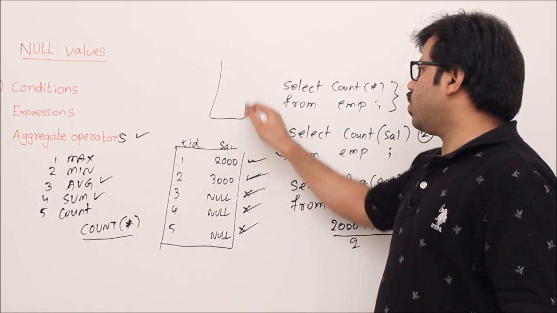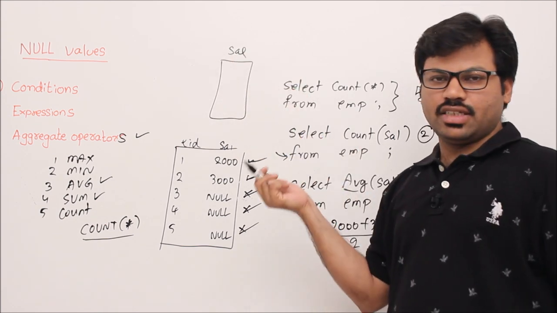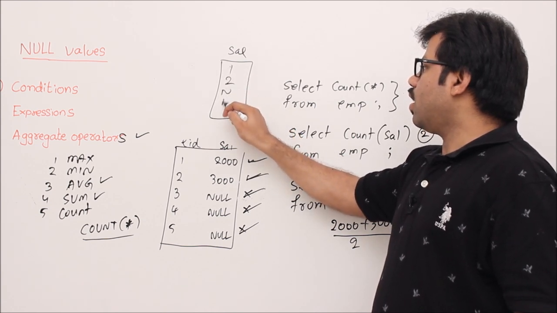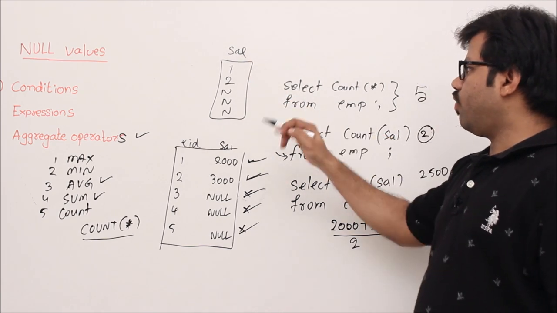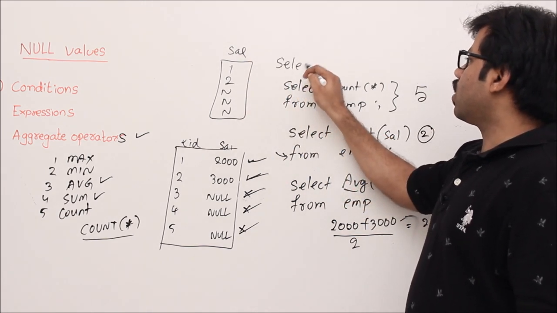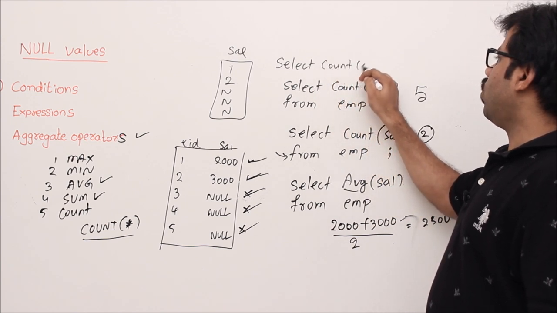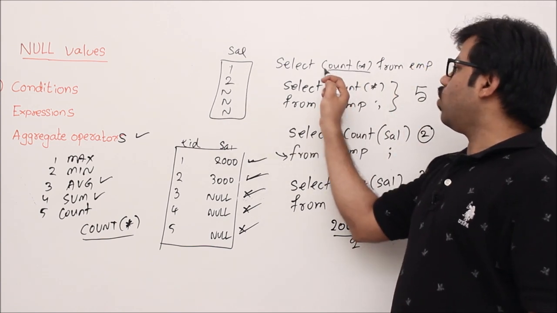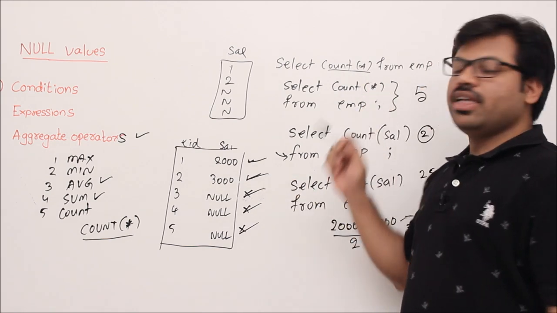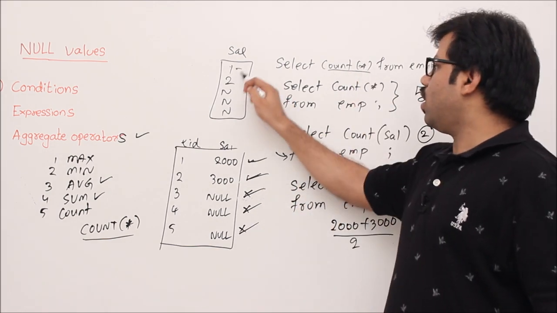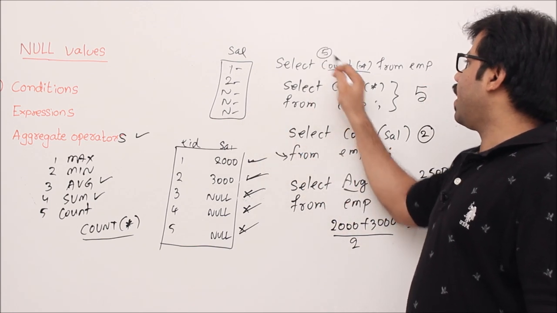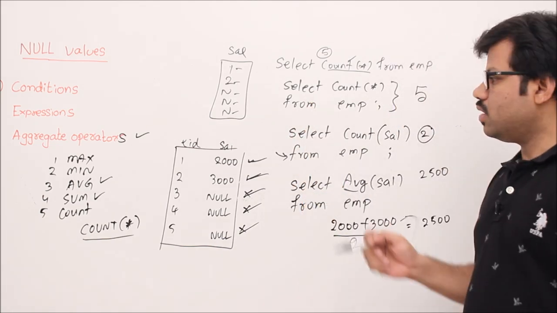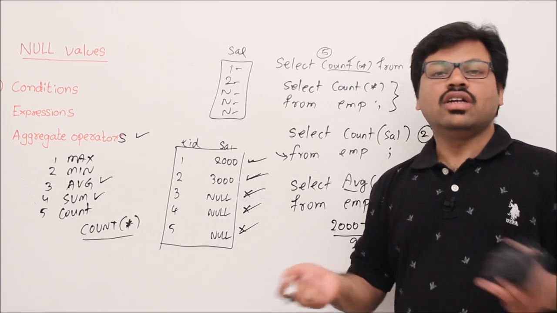Example, you have another table like this, only one column, salary. Just for imagination, salary is 1, 2, null, null, null. For this table, if you write select count star from emp, what happens? Because it is count star, it counts all. Star means everything, so count everything: 1 2 3 4 5. This is the only aggregate operator, count star, which counts null values. That's why the answer is 5. Understand? So this is the story about aggregate operators versus null values.